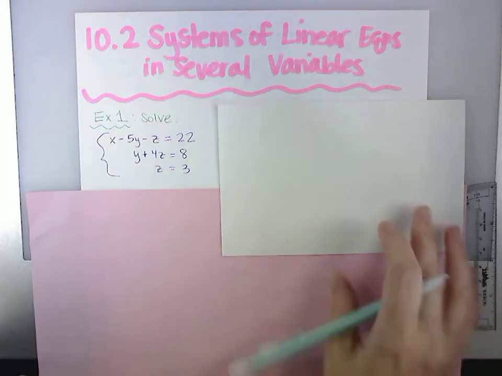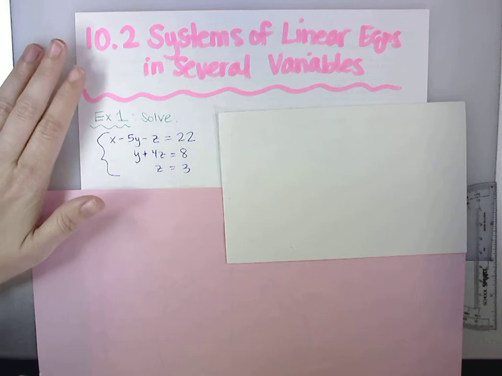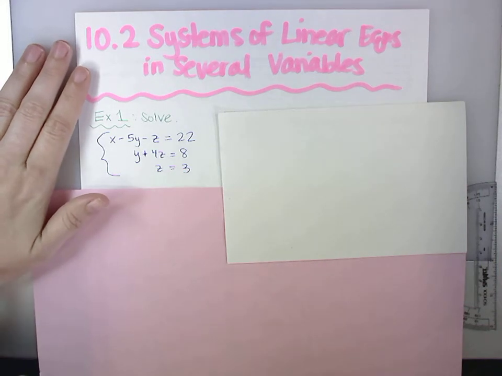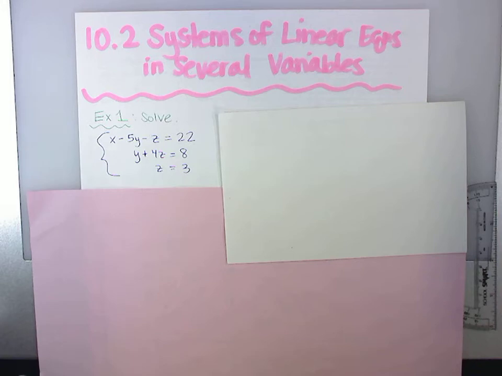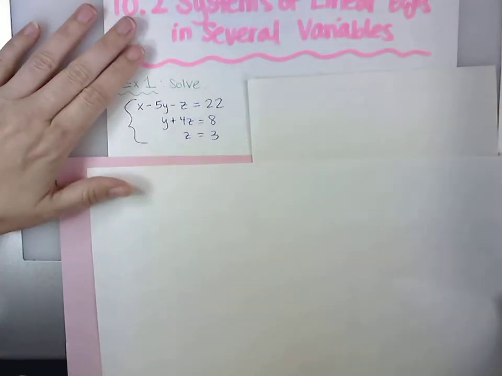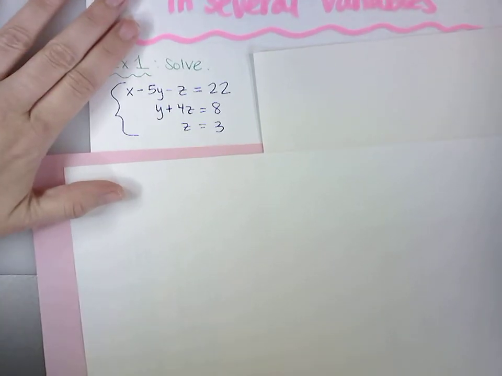Okay, so 10.2 is systems of linear equations with several variables. So we're going to be working with 3 variables and 3 different equations today. And the first thing that we're going to do is called back substitution. So this is a triangular system. I'm actually going to talk more about that in example 2.